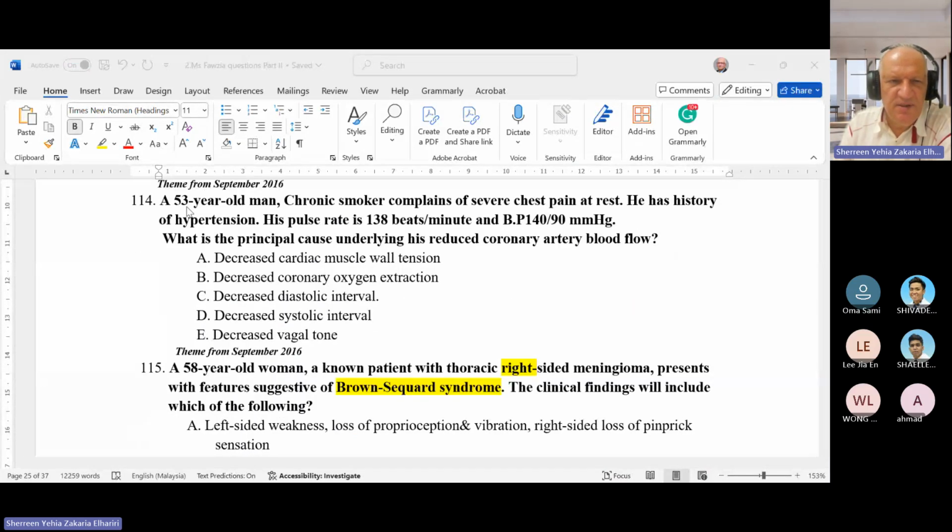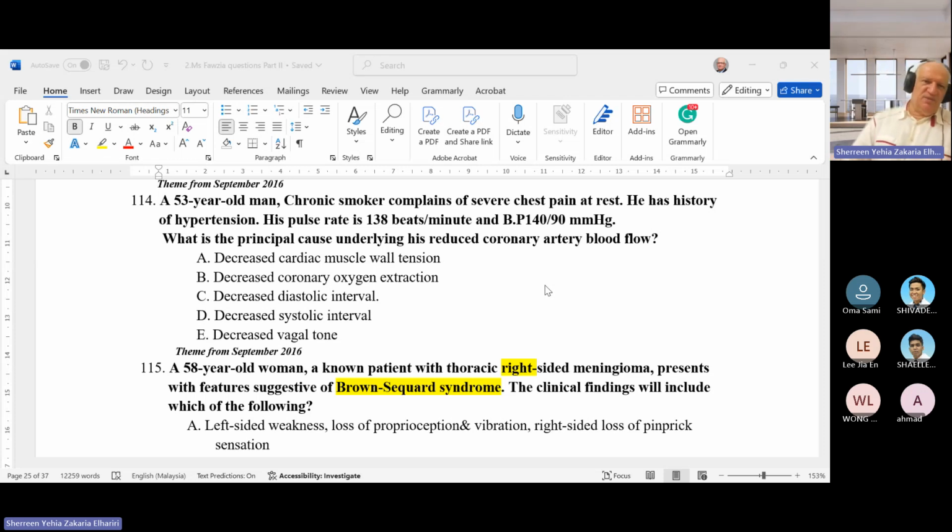The next question is about a 53-year-old man, a chronic smoker, who complains of chest pain. He has a history of hypertension, pulse is high at 138, blood pressure 140 over 90 millimeters of mercury. What is the principal cause of the underlying reduced coronary blood flow? It is important to know that coronary blood flow is mainly during diastole. So any factor that can increase the heart rate or decrease the diastolic time can be dangerous for the coronary.